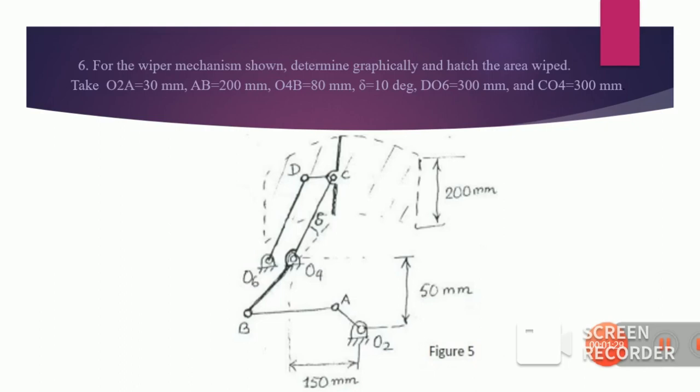The wiper mechanism may be considered here as a 4-bar mechanism. O2 and O4 have been grounded and hence O2O4 is the ground link. O2A acts as crank and AB acts as coupler. O4B acts as output. The motion of the wiper depends on the motion of the output.